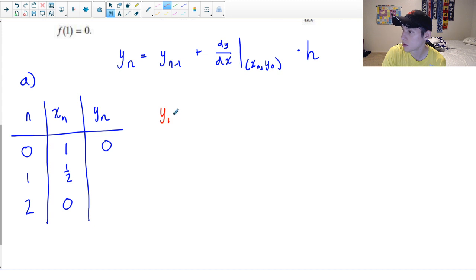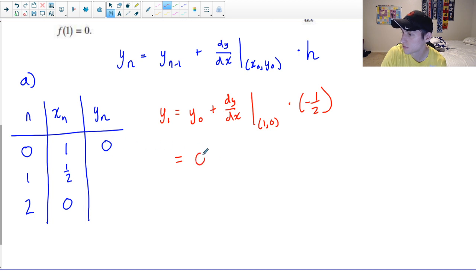Okay, so y1 equals y0 plus dy dx evaluated at x0, y0. Well, x0, y0 is just 1, 0, times h, which we know is -1/2. Right, so let's actually plug in some values. y0 is 0.